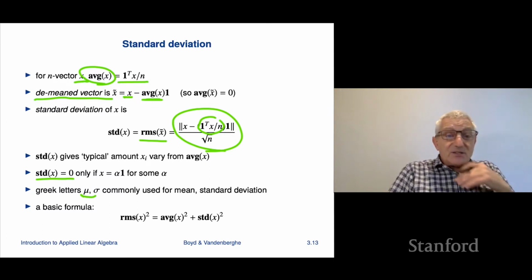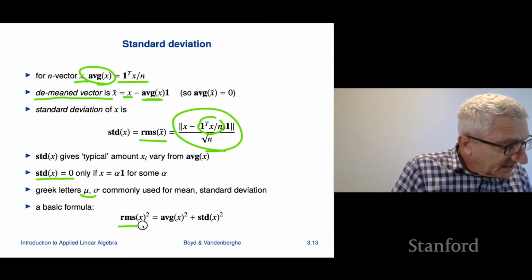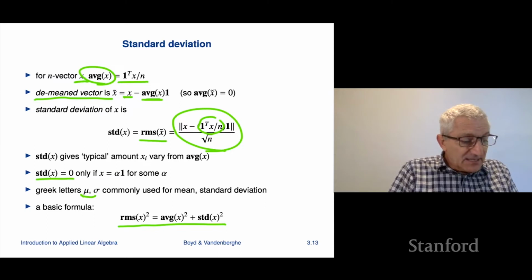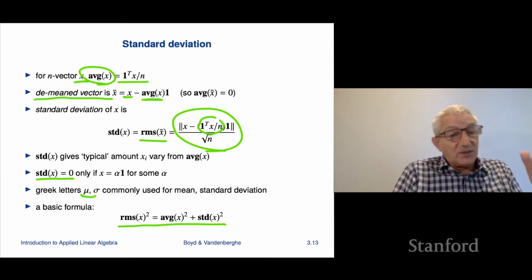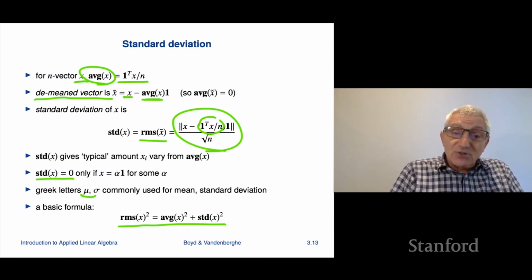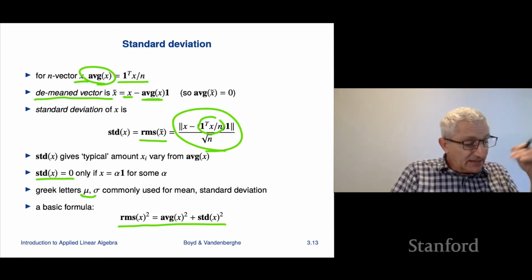Okay, now there's a basic formula relating the different quantities we have, and that's this. It's that the RMS value of a vector squared is equal to the average of the vector squared plus the standard deviation squared. Now, I'm not going to show that formula, although it's a pretty quick derivation, but you probably don't want to see me doing some algebra on my little pad here. But it's actually a good thing for you to try to show yourself. It's a great exercise. And you'll use a couple of the properties of the inner product there to show that.